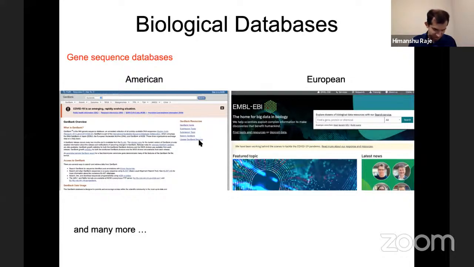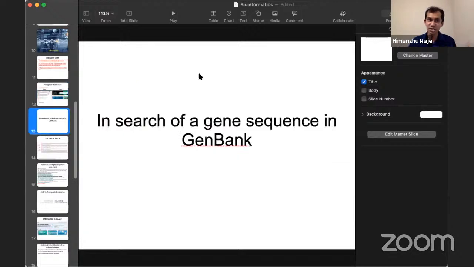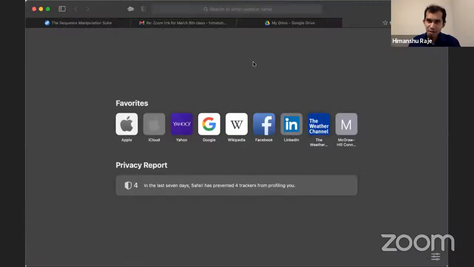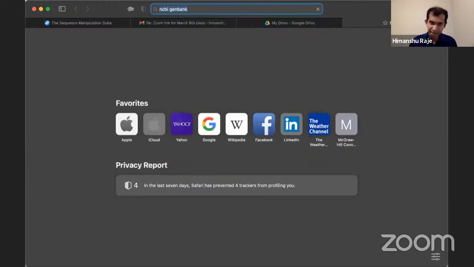And again, I'm going to just stop slideshow for a while, and I'm going to share my browser screen with you. I'm going to show you one critical thing to do, how to search for a gene sequence in GenBank. Okay, so let me stop sharing my screen and let me be back with my web browser. Here we go. What I'm going to do is in the search window, I'm just going to type NCBI GenBank.